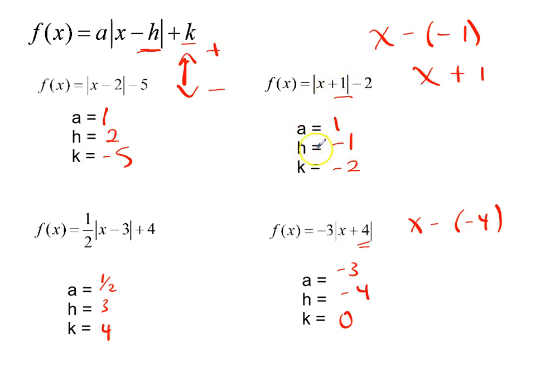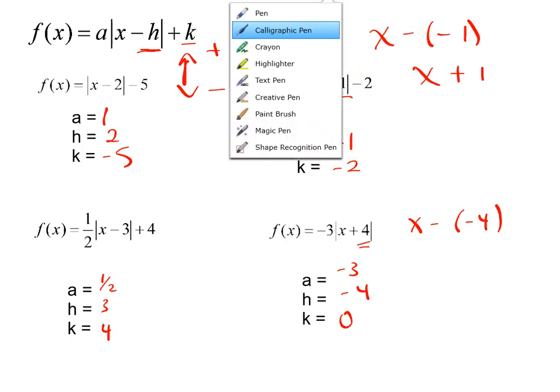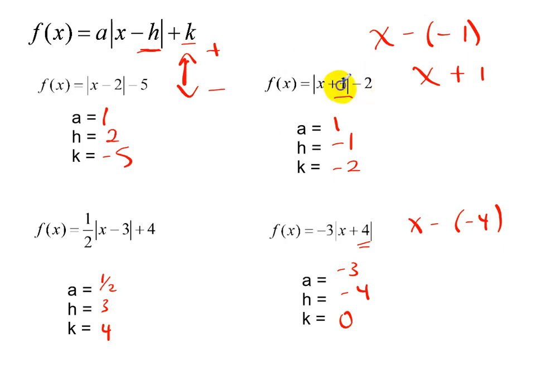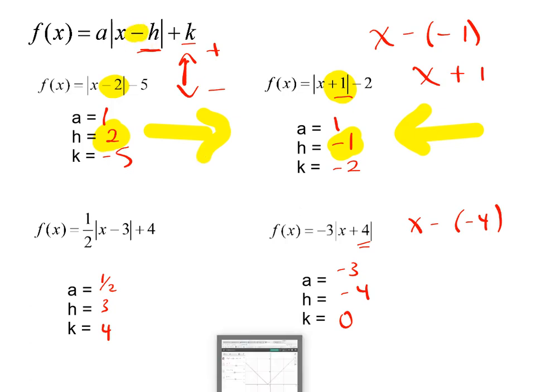in order for h to be negative, our equation has to show it to be plus 1. So when we see a plus 1 in the equation, h is actually a negative 1, and so it's going to move us to the left. When it shows up as a negative, that means h is actually positive, so that moves us to the right. I always say h is the opposite of what you think it is, and that's because of that minus sign right there in the middle.